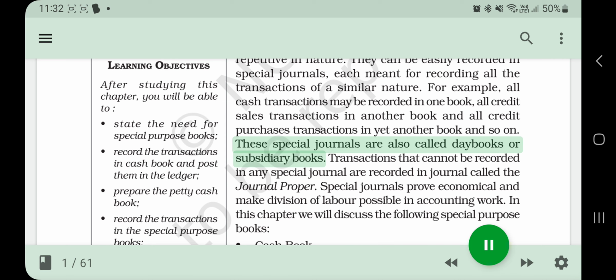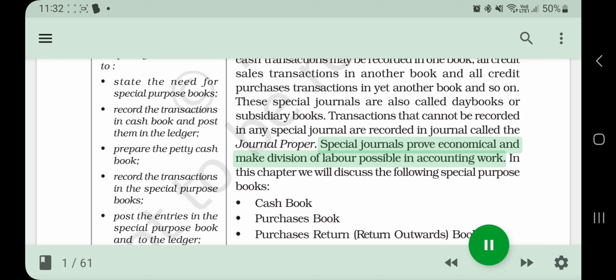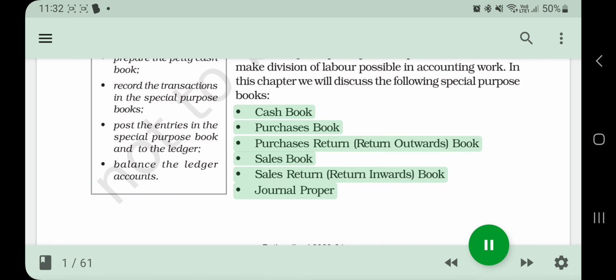These special journals are also called day books or subsidiary books. Transactions that cannot be recorded in any special journal are recorded in a journal called the journal proper. Special journals prove economical and make division of labor possible in accounting work. In this chapter we will discuss the following special purpose books: cash book, purchases book, purchases return (return outwards) book, sales return (return inwards) book, journal proper.